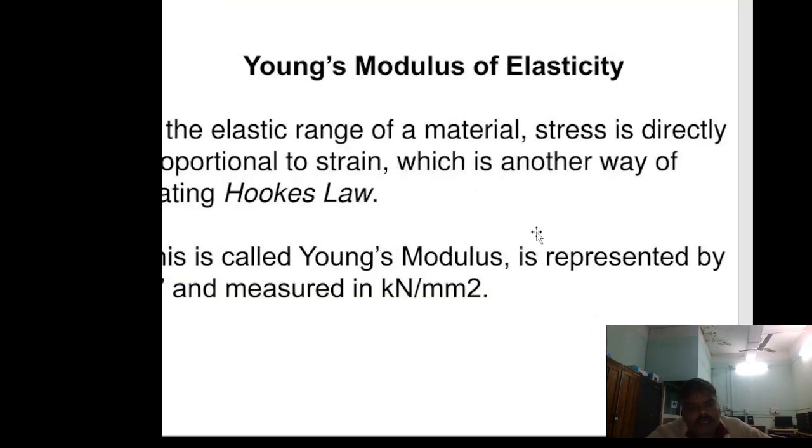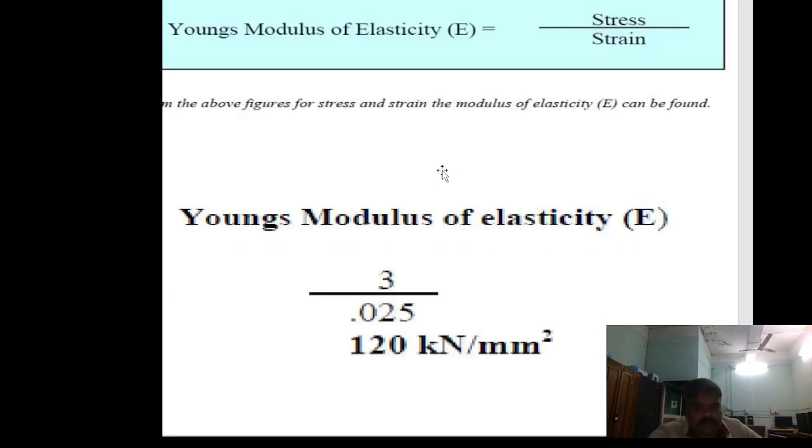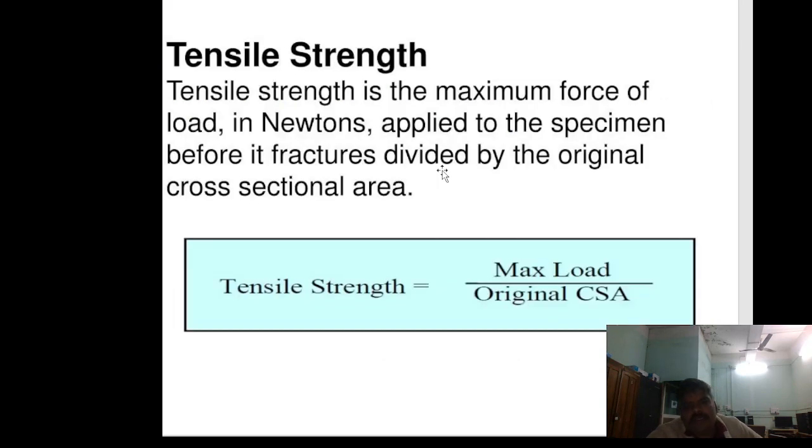Young modulus of elasticity. In the elastic range of a material, stress is directly proportional to strain, which is another way of stating Hooke's law. This is called Young modulus. It is represented by E and measured in kilonewton per mm square. Tensile strength is the maximum force or load in Newton applied to a specimen before it fractured divided by the original cross-sectional area.